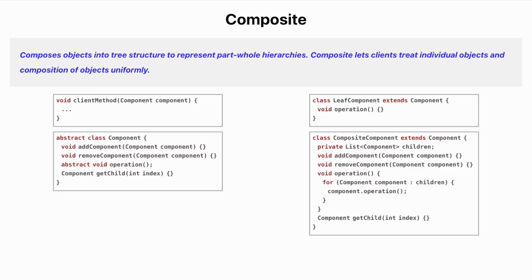Composite composes objects into tree structures to represent part-whole hierarchies. Composite lets clients treat individual objects and compositions of objects uniformly. Here, the component is the parent class. There are two subclasses, leaf and composite. Here, leaf does not have children, whereas composite has children.